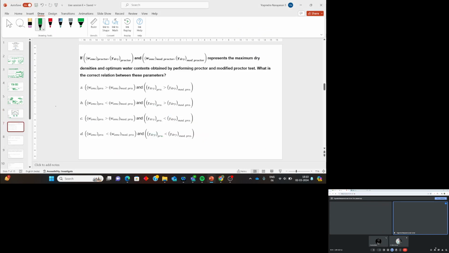Let us move to the next question. So if optimum moisture content Proctor, gamma dry Proctor, and the modified values represent the maximum dry densities and optimum moisture contents obtained by performing Proctor and modified Proctor test, what is the correct relation between these parameters? Can you answer this?